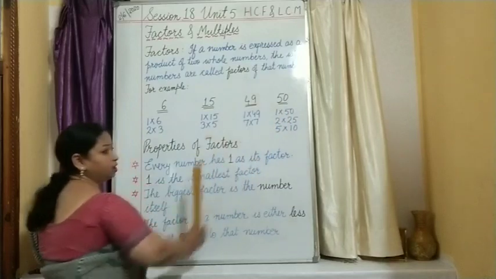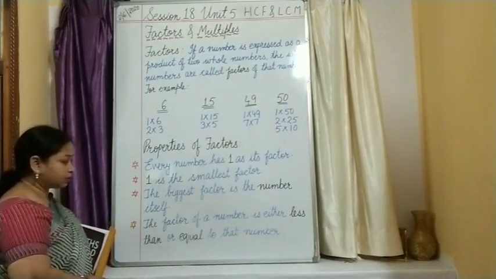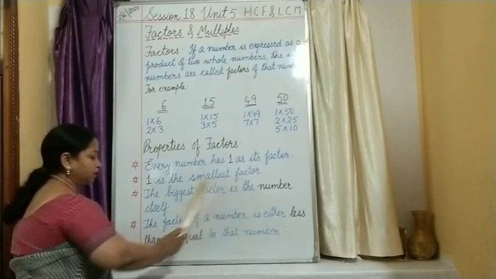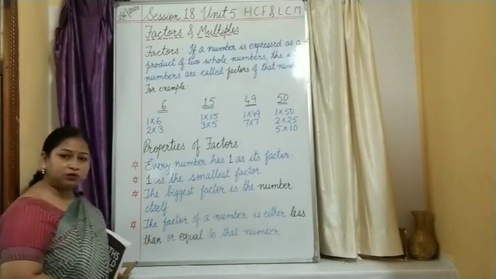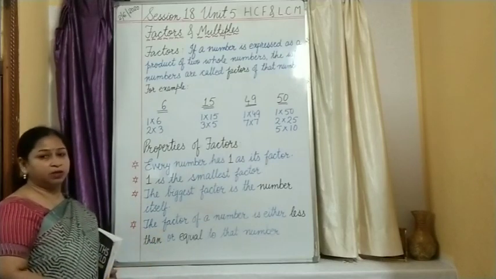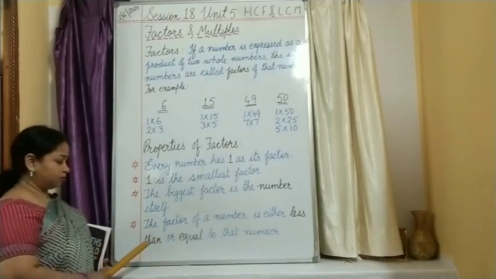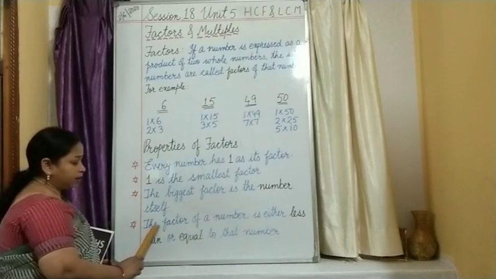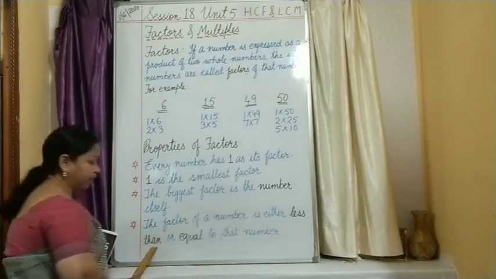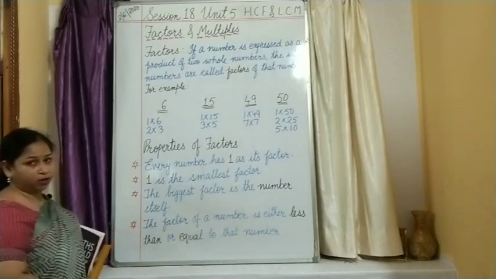So 50 is the biggest factor for 50 itself. That means the biggest factor is the number itself. So what is the smallest factor? Smallest factor is 1. And what is the biggest factor? The biggest factor is the number itself. Then the factor of a number is either less than or equal to that number, children.